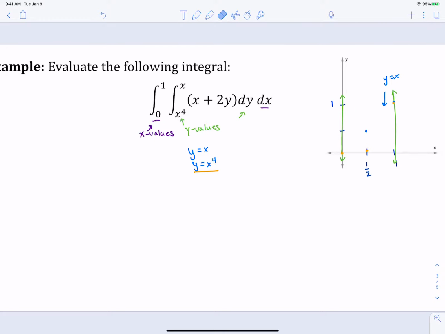And so our region, oh, brother, it erased there on me. Our region is this region right here. So again, if you look at the limits of integration, we're going from our lower function to our upper function, and then again from 0 to 1 on the x-axis.